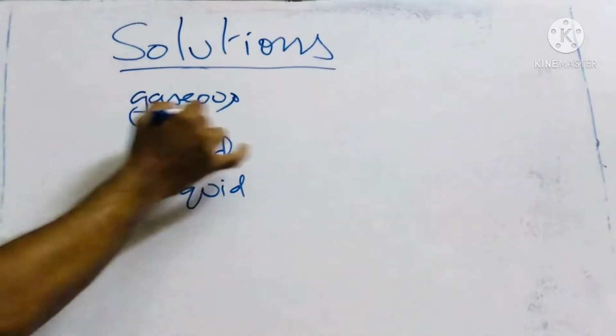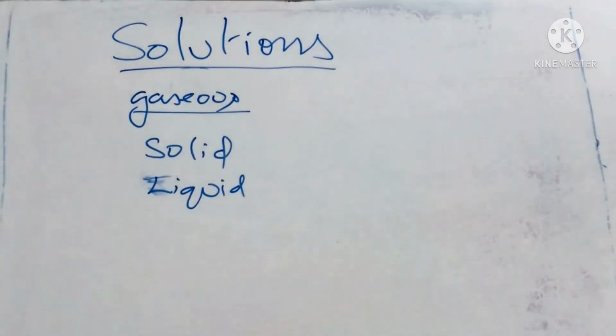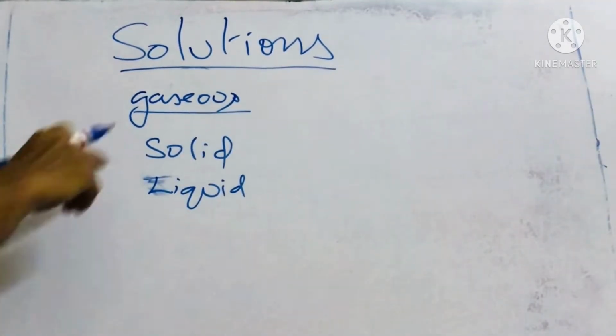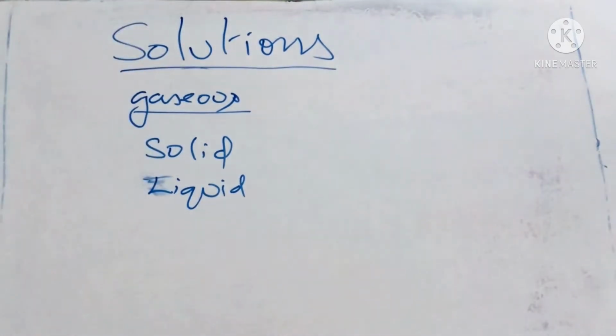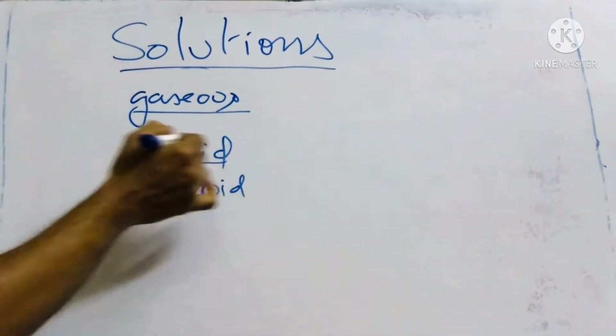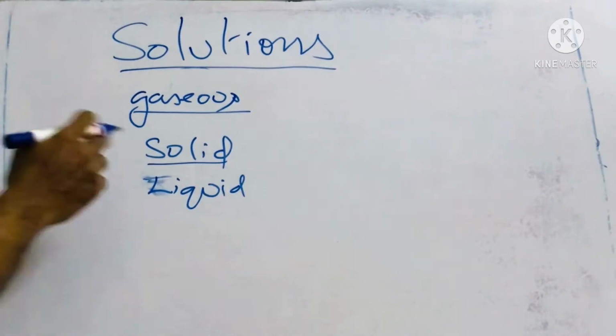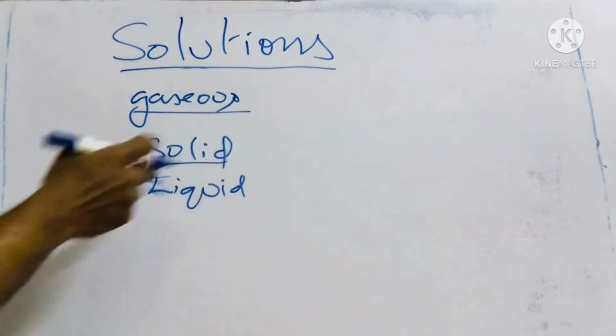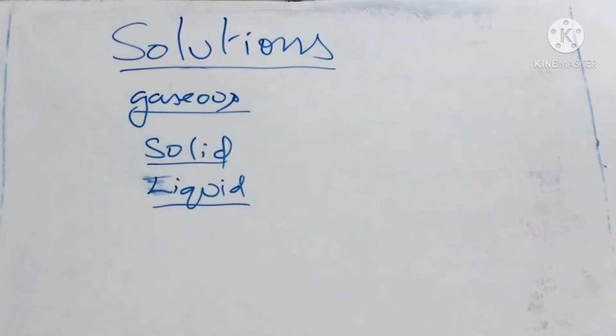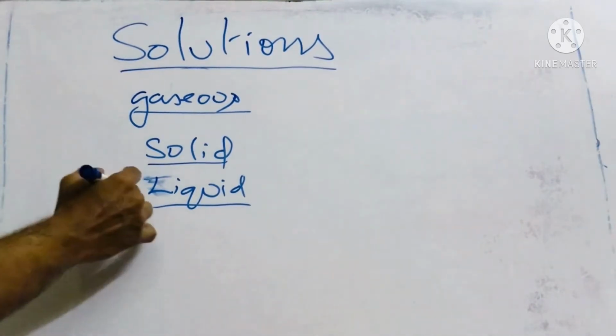If the solvent is gas, that is the component in more quantity, then it is a gaseous solution. If the solvent is solid, then it is a solid solution. If the solvent is liquid, it is a liquid solution. Previously, whatever we have seen, sugar in water, is a liquid solution, because the solvent water is in more quantity, in liquid form. So it is a liquid solution.